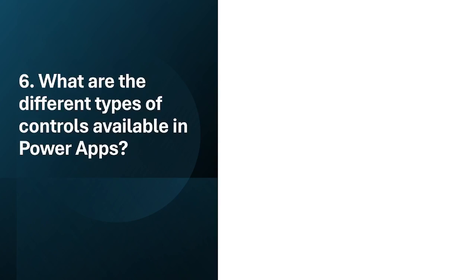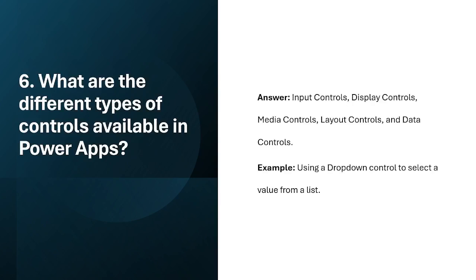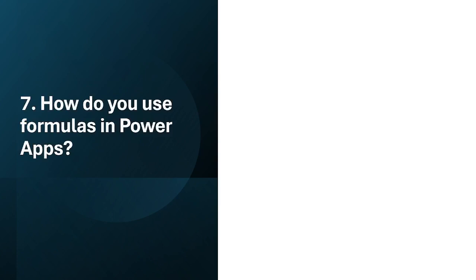What are the different types of controls available in Power Apps? Answer will be input controls, display controls, media controls, layout controls, and data controls. For example, using a drop-down control to select a value from a list.